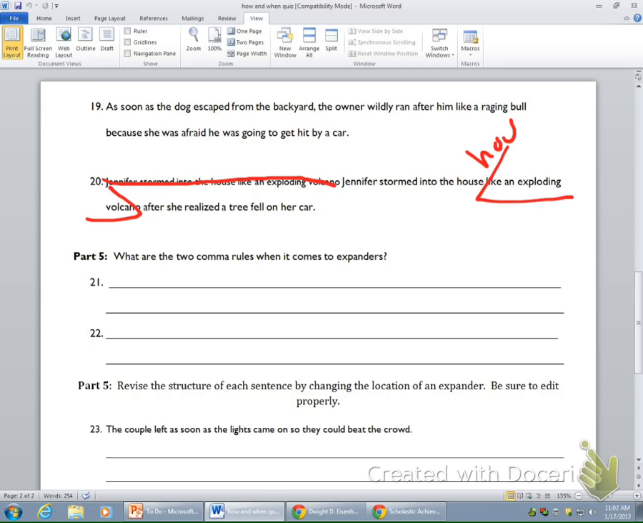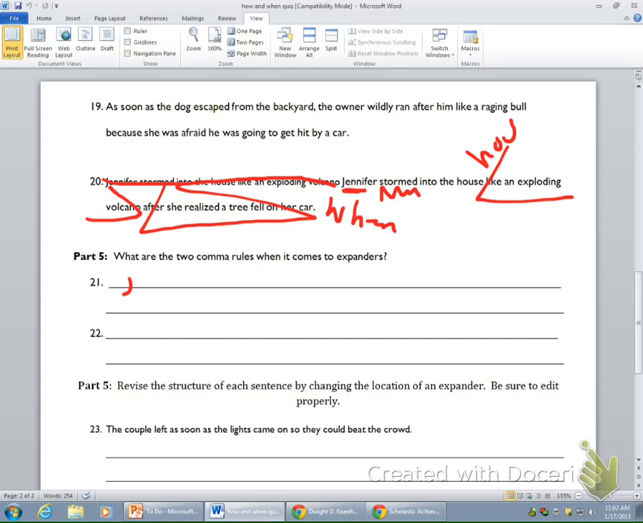Jen stormed into the house like an exploding volcano. Oh, this I kind of messed up on, so we got to erase this. Okay. Jennifer stormed into the house like an exploding volcano after she realized a tree fell on her car. Like an exploding volcano, that's telling me how, because it starts with like. After she realized a tree fell on her car, that's telling me when. So what did Jen do like an exploding volcano? Stormed. That's the predicate. Who's doing it? Jen. Subject.